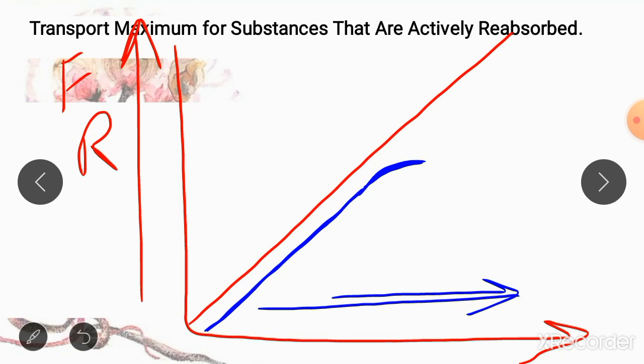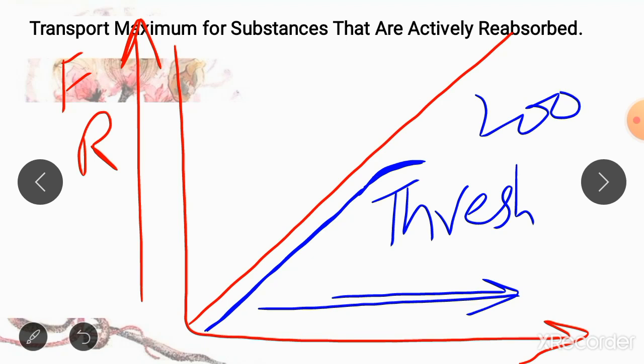And the concentration of glucose in plasma at which this happens is 200 milligrams per minute. So when it reaches around 200 milligrams, that is when some of the glucose starts escaping into the urine, and this is known as threshold. When some of the glucose starts appearing in the urine, this is known as threshold.